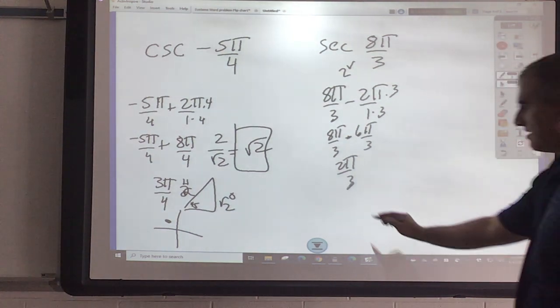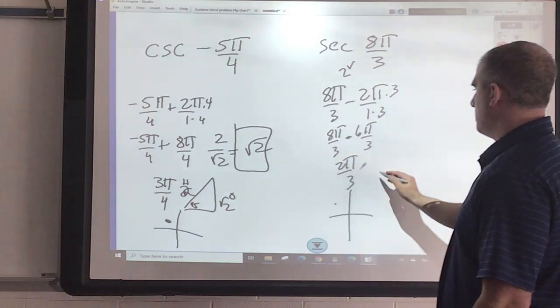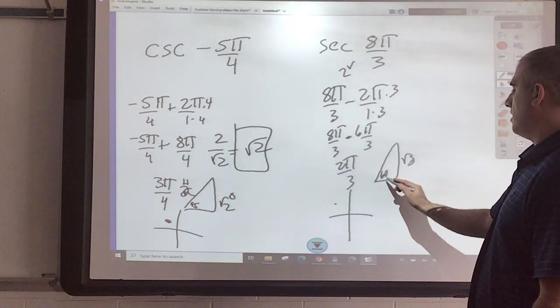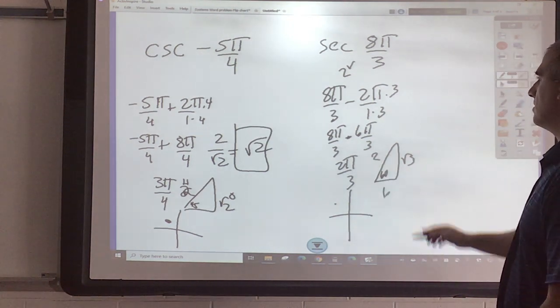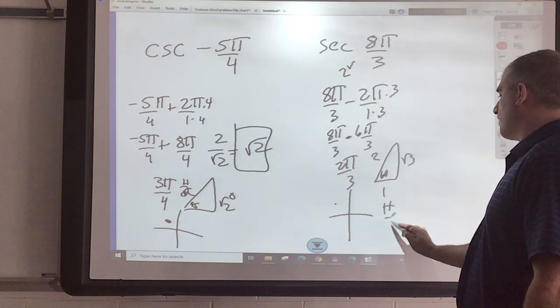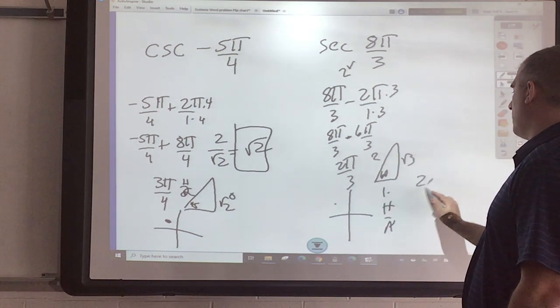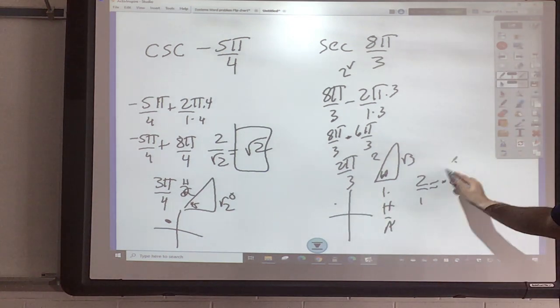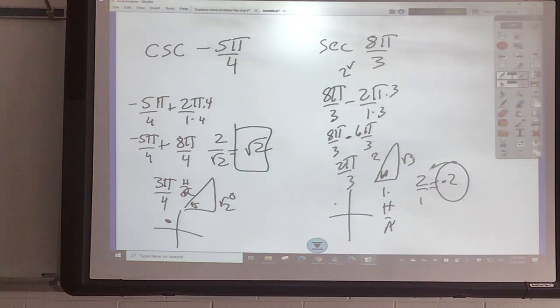Once again, that's in this quadrant. The 3 triangle will be the 60, so square root of 3, 2 and 1. Secant is h over a, so 2 over 1, which would be 2. In this quadrant, sine and cosecant are the only things positive, so that's what I would get with that.